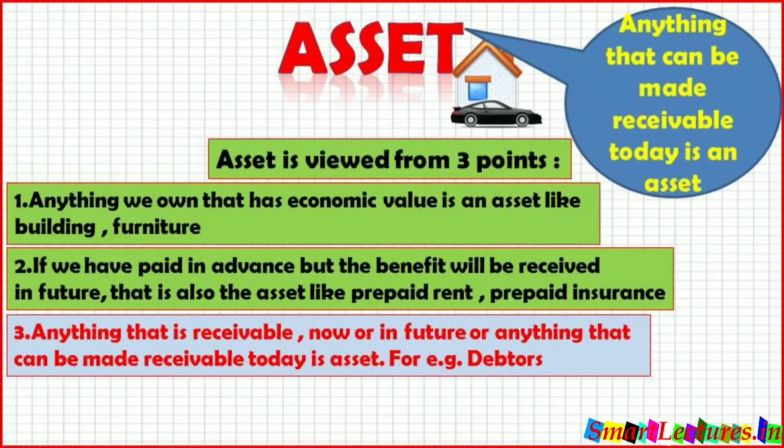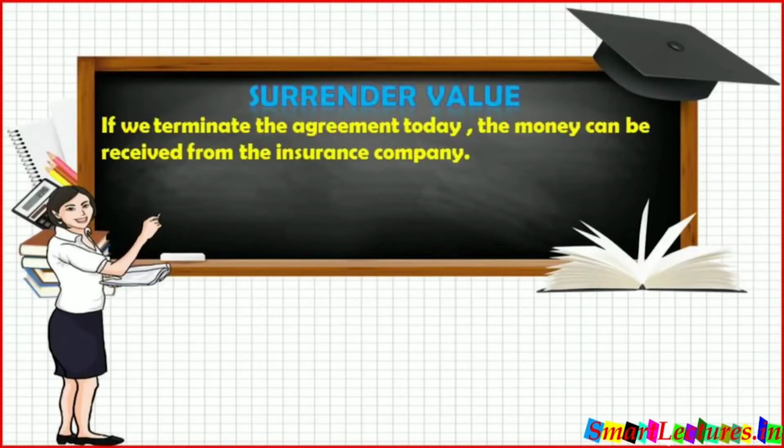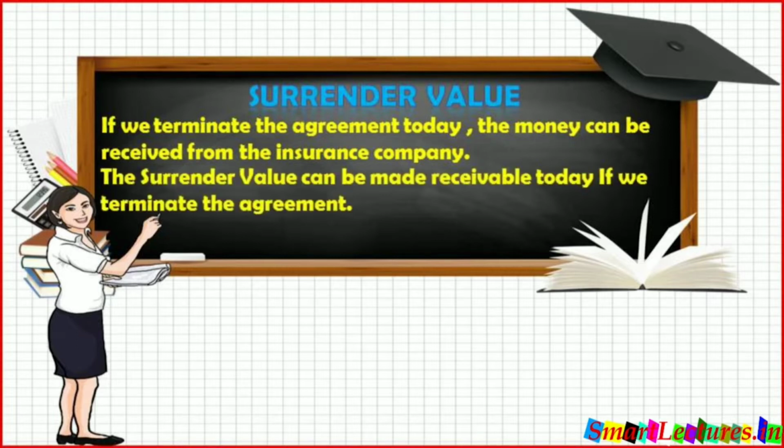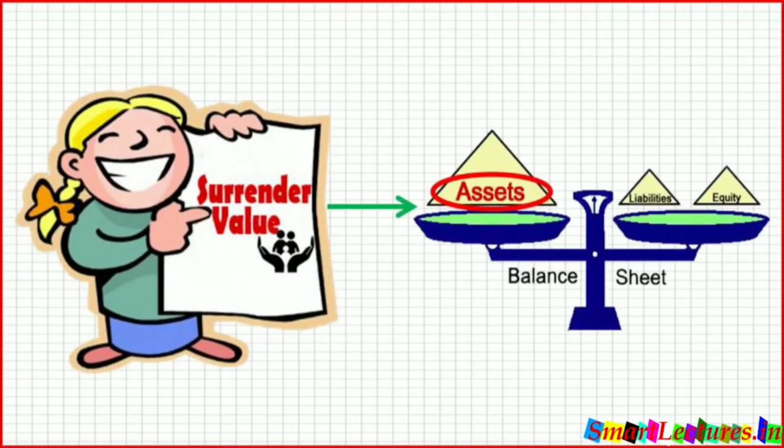Anything that can be made receivable today is our asset. In this category, the surrender values of the joint life policy will fall. Because surrender value means if we terminate the agreement today, this money can be received from the insurance company. It means this surrender value can be made receivable today if we terminate the agreement. It means the surrender value of the joint life policy can be shown as an asset in our balance sheet. Let me explain the whole concept through this question.